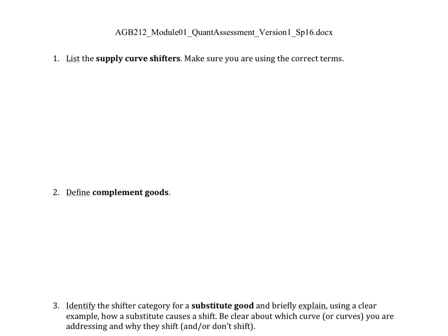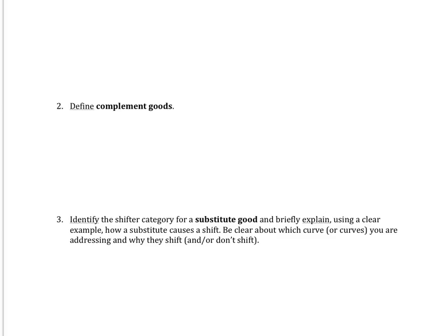Okay, so first problem, list the supply curve shifters. This is just one of those problems where you just have to memorize the items. And if you're somewhat vague on one or more of these items, then you won't get the full credit for the answer, because there's no partial credit on these assessments, so you have to get everything right within each problem. Next, define complement goods. So remember, you have to be talking about two goods and characterizing that price quantity relationship in terms of the change in price of the first good and the change in the quantity demanded for the other good.